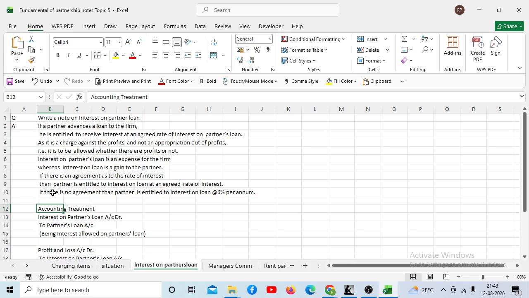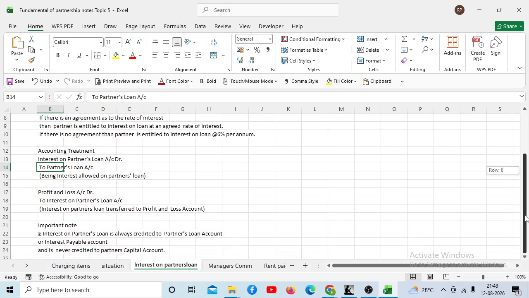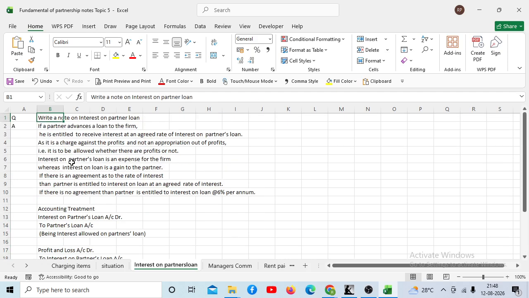Now the accounting treatment. What will be the accounting treatment? The entry will be interest on partner's loan account debit to partner's loan, and the interest on partner's loan will be transferred to profit and loss account, right? Profit and loss account debit to interest on partner's loan. Important note: interest on partner's loan is always credited to partner's loan account or interest payable account and is never credited to partner's capital account. Okay, means this interest on partner's loan will never go in partner's capital account. It will either go in partner's loan account or it will go in interest payable account. Okay, so this concept is clear.